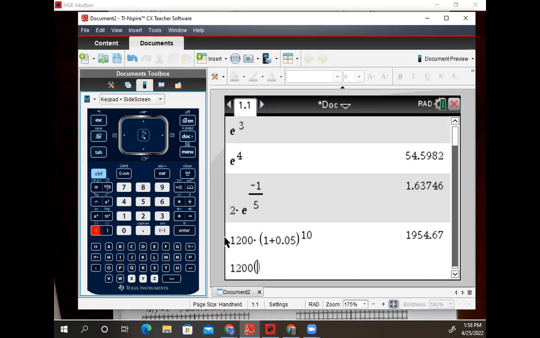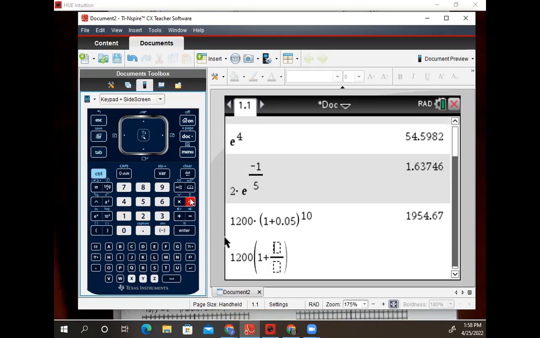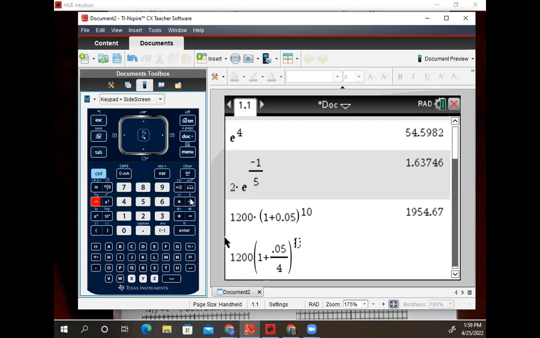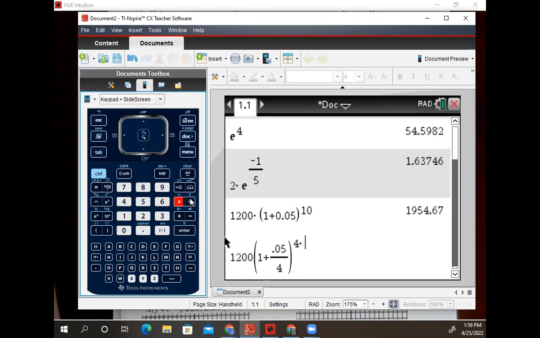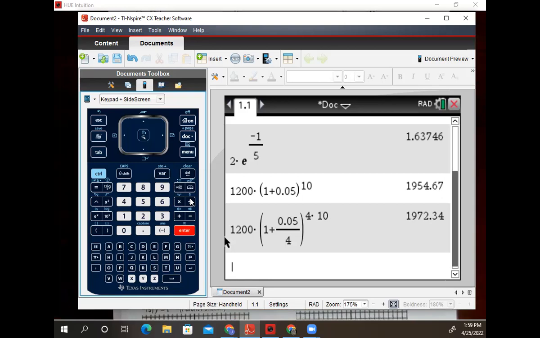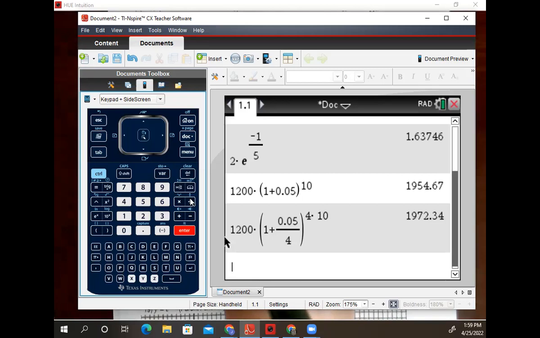So $1,200 times 1 plus. Now this time I do need to set up that fraction, and for the rest of these I will. So I'm going to hit Control Divide so I get that fraction there. So 0.05. And then on the bottom here, quarterly is 4. And then arrowing out, I want my exponent outside of those parentheses. This would be 4 times 10. And this time, compounding quarterly, I've got $1,972.34.